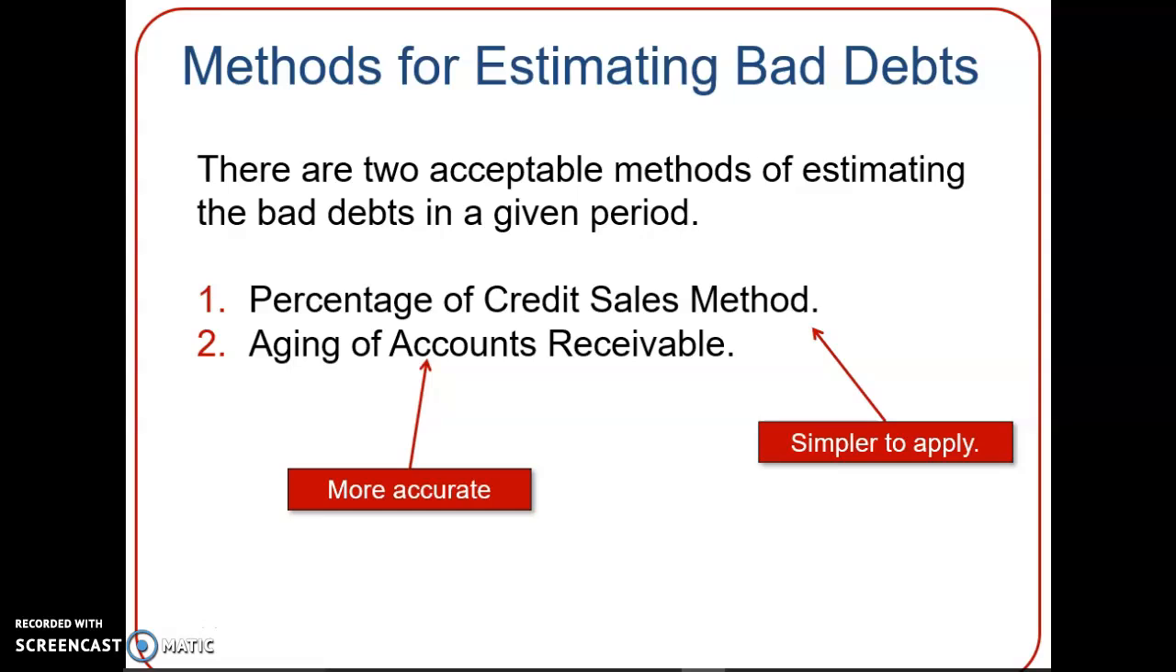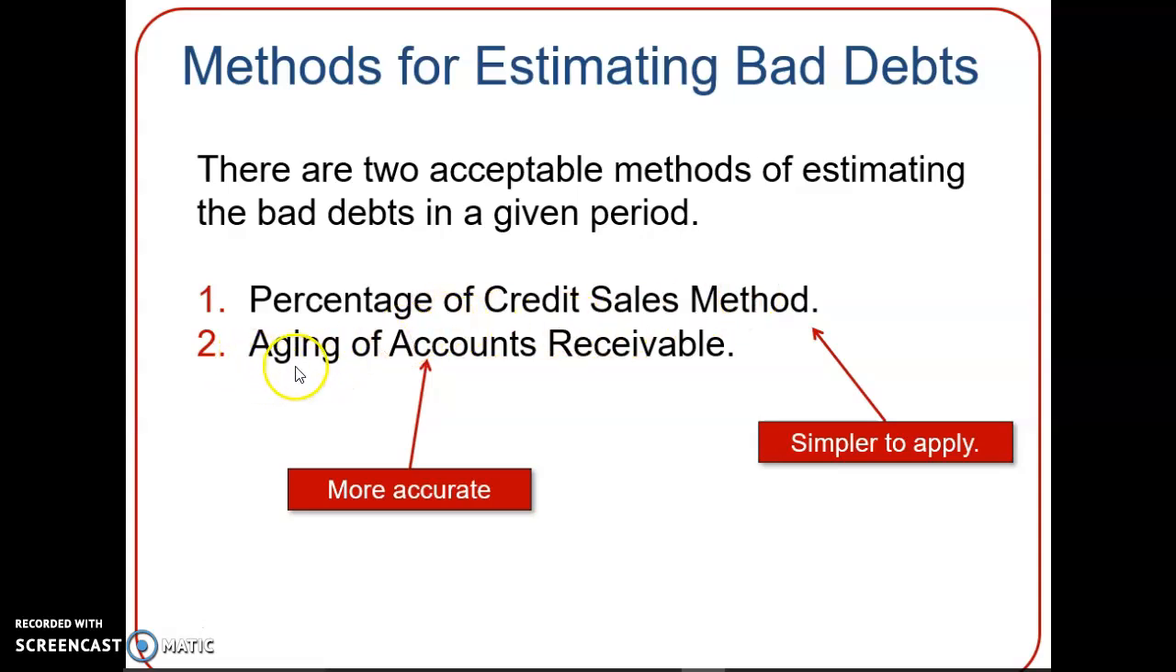Alright, so next we're going to look at the methods for estimating bad debts. There are two accepted methods for estimating the bad debts in a given period. The first one is the percent of credit sales method. The second one is aging of accounts receivable method. As you can see here, the first one is relatively easier to apply, and it is based on your credit sales or credit sales revenue. As a result, this method sometimes is called an income statement method.